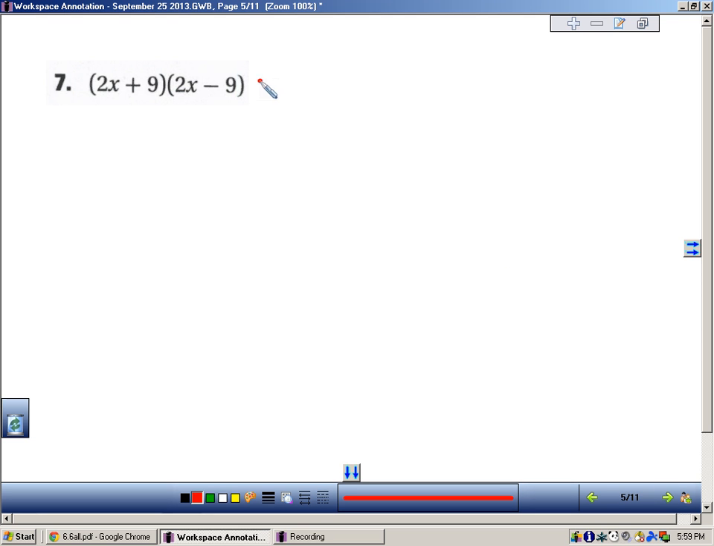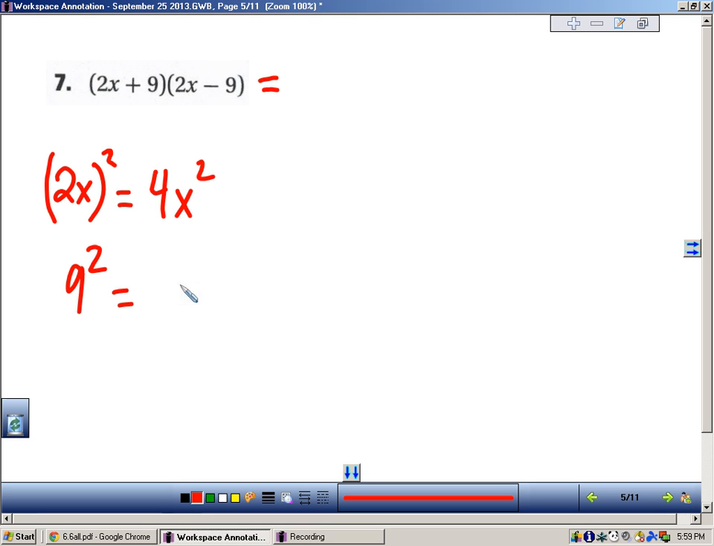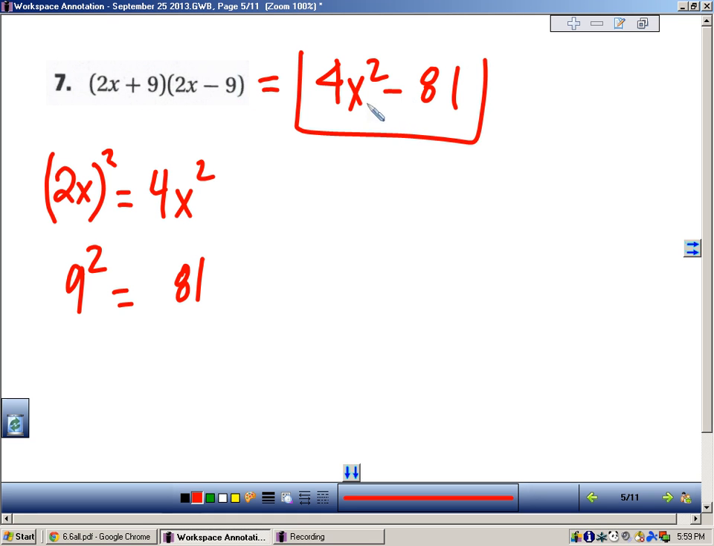So let's use the shortcut first and then the long way. The shortcut would be the first term is 2x squared, which is going to be 4x squared. And then the last term is 9, and you would take the last term and square that. That's 81. And so the answer would be 4x squared minus 81, your opposite terms, your difference. And again, if you multiply it the long way, you get that answer.